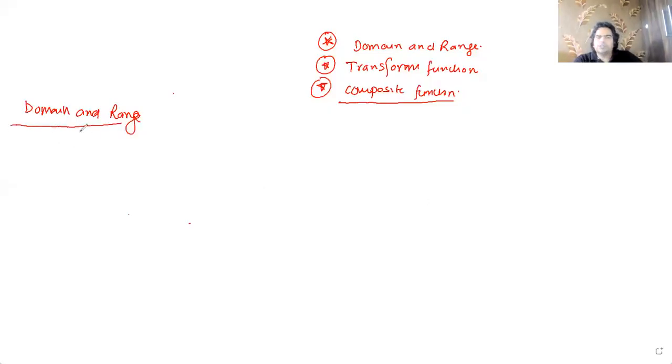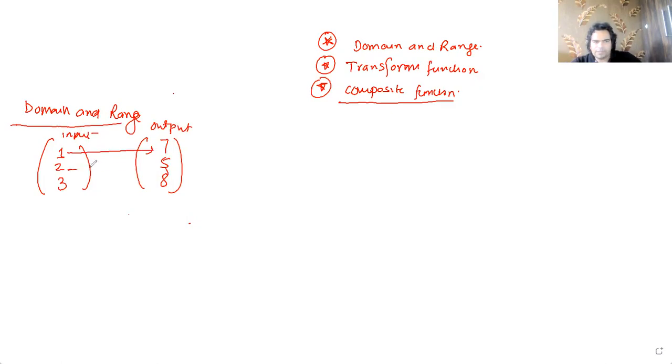All right, so when you talk about the domain, like in the mapping, generally, whatever the x values you get, for example, 1, 2, 3, and if you're mapping with 7, 5, and 8, this is referred to as input, and this is your output. So whatever is the input, let's say this is the input, and the output is 7, 5, and 8. So domain here will be 1, 2, and 3. That's your domain. And range will be the y values, which is 7, 5, and 8.